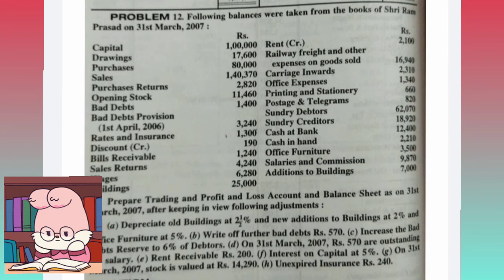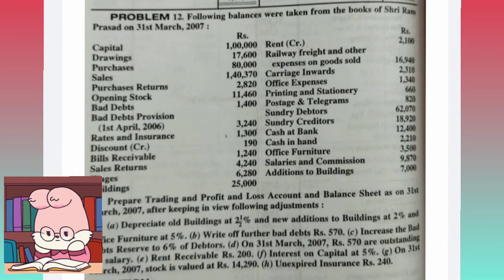Write off further bad debts of rupees 570. So it is a bad debt, and it will come on the debit side of the P&L account, and it will be deducted from the debtors balance. Increase the bad debts reserve to 6% of debtors. So 6% of debtors is the bad debts provision.